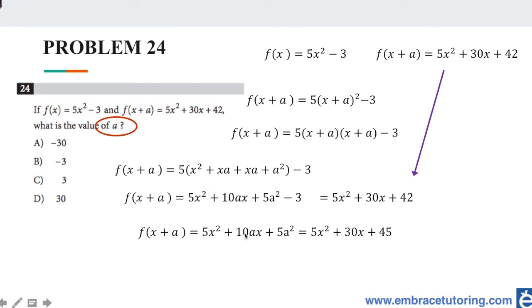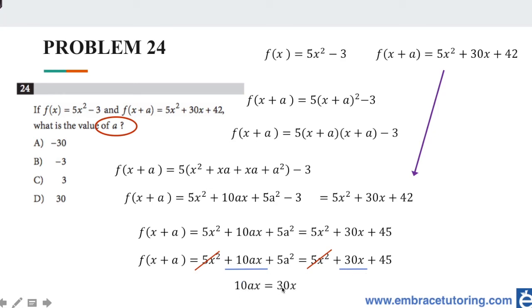Now, when I move forward in the equation, I'm going to end up canceling out my 5x squares on both sides. What I notice here is that my 10ax is going to be equivalent to my 30x because this is a singular x or an x to the first. So 10a is going to be equivalent to 30, and my x's will essentially cancel. So when I set these equal to each other, I'm going to get 10ax equals 30x, and then I finally would divide both sides by 10x, and this would simplify to be 3 over 1, which would simplify to be 3.